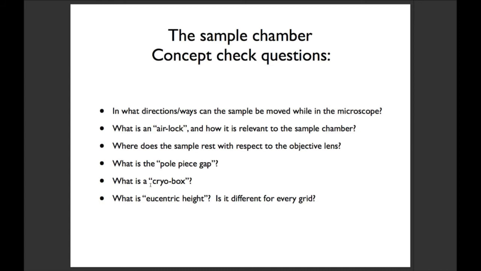And eucentric height is the height of the grid at which, when you're tilting your sample, there is no image shift. And it is different for every grid.